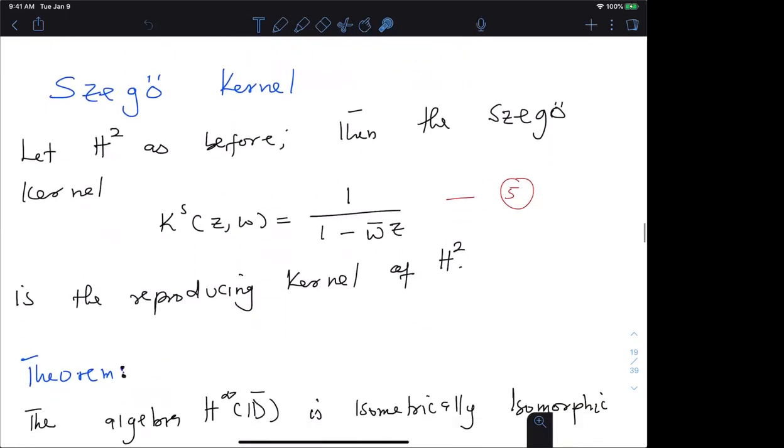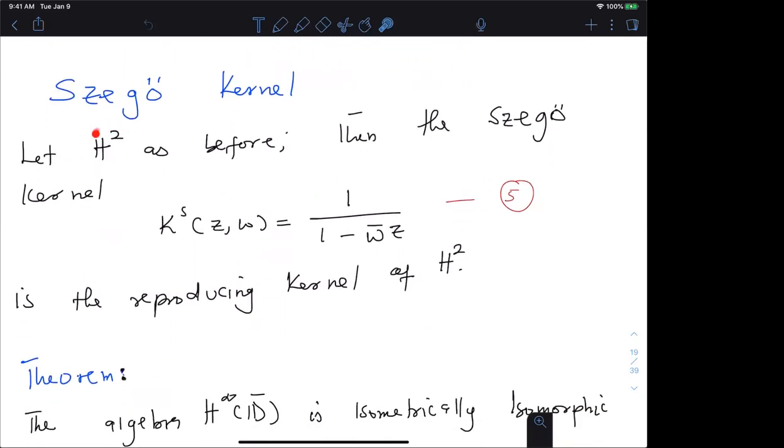Now, as I said, if you look at the H2 function space, the reproducing kernel for the evaluation functional is the Szegő kernel, and by definition it is given as k_omega(z) = 1 over (1 minus omega bar times z). So this is a specific unique function definition for the kernel function on the H2 Hilbert space.